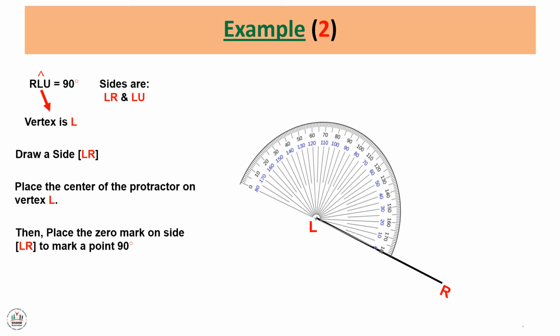So we start from blue 0 degree to reach 90 degree like this. Then we put a point here.